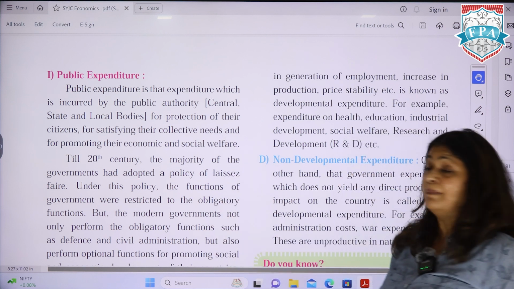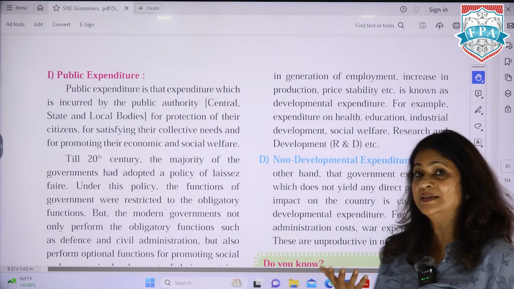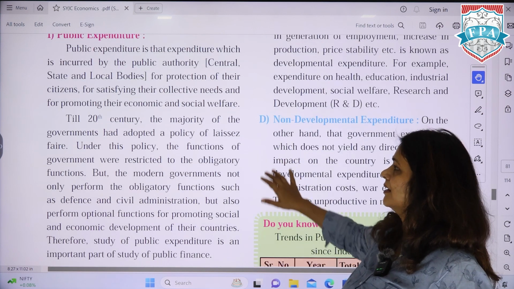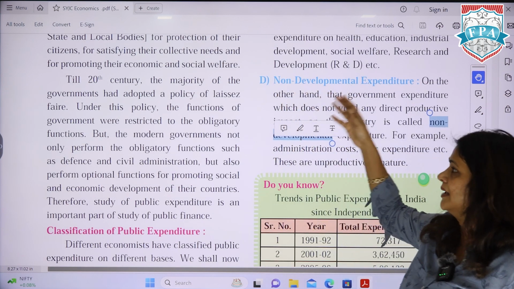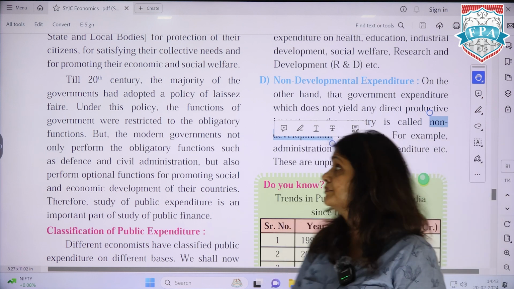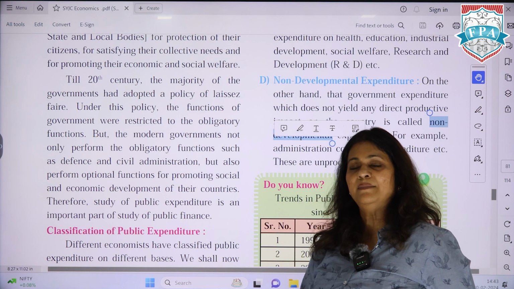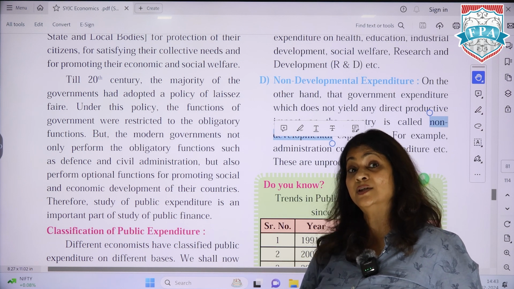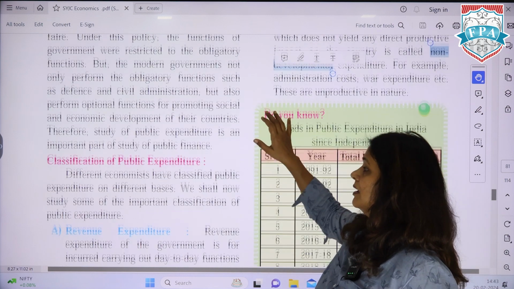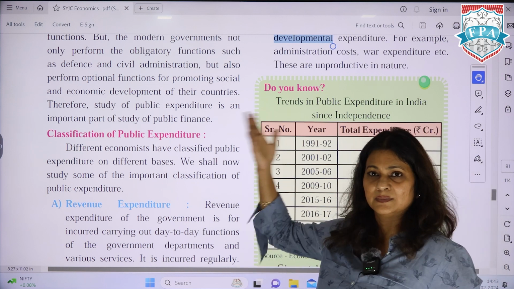So first comes public expenditure. Now here they say that public expenditure is that expenditure which is incurred by the government for the public. And they say that earlier, in the 20th century, the government actually restricted itself to only doing expenditures which are of obligatory nature. And they said that they adopted a policy of laissez-faire. But modern government is also paying a lot of attention towards the social welfare of the public at large. So it has started spending on education and health. So this is what they are trying to say.